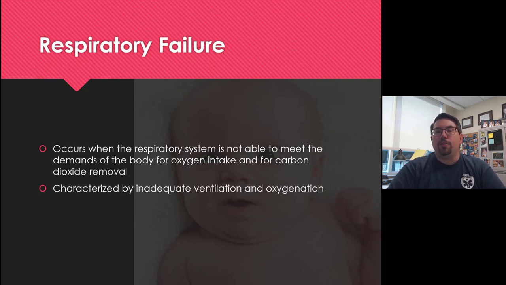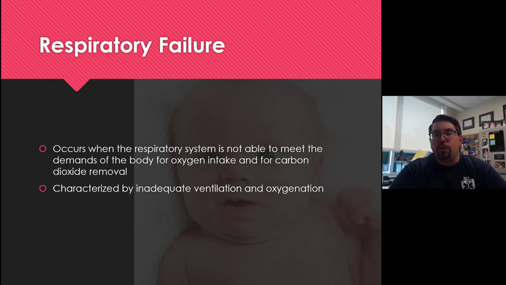Again, it's extremely important for us to recognize that because kids will not last long when it comes to their respiratory distress before progressing into respiratory failure. As we look at respiratory failure, we know that it occurs when the respiratory system is not able to meet the demands of the body for oxygen intake and carbon dioxide removal. Air must go in, air must come out, and blood must go round and round. We know that respiratory failure occurs when the respiratory system is unable to meet the demands of the body in oxygen intake and carbon dioxide removal.